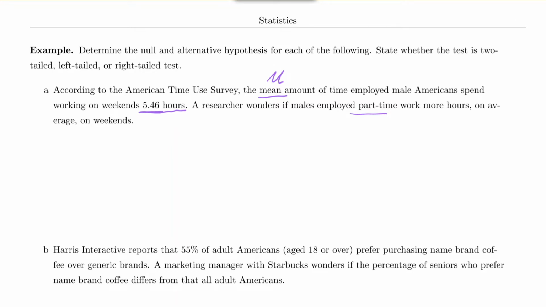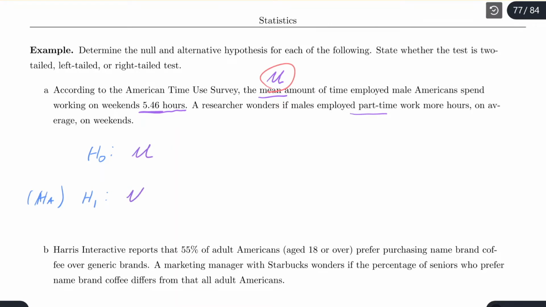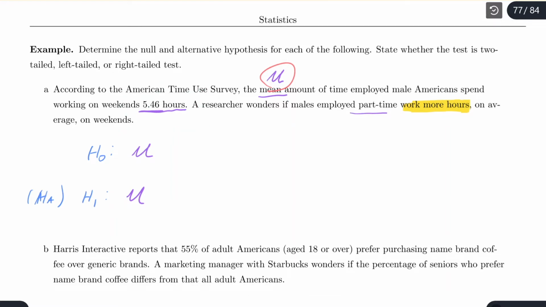Okay. So always when we set the statements, we have two, H naught and H1. Again, we can also write HA. Both are equally used. HA also means alternative hypothesis. And here we're dealing with the mean, so write mu. Let's highlight this part. The employer wonders if the male part-time employees work more hours than this number. So this is the alternative hypothesis. We wonder if it's greater than 5.46.